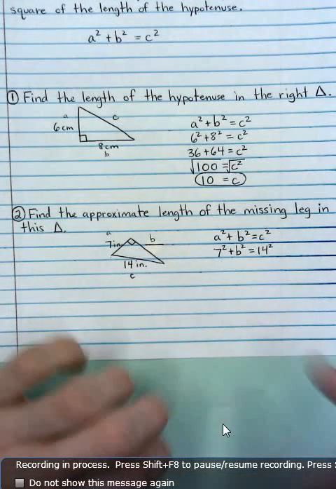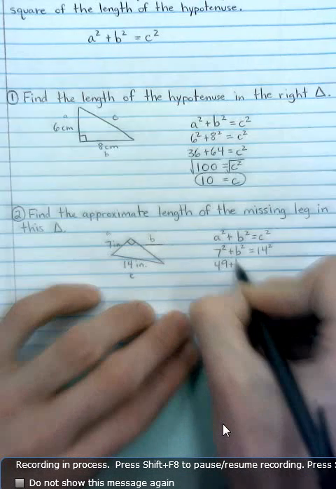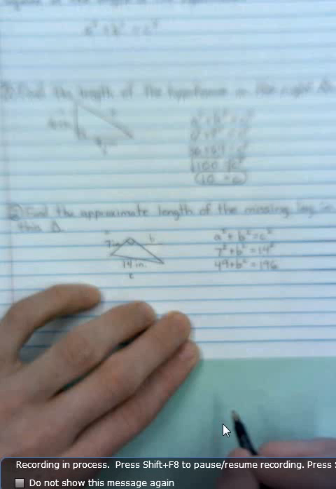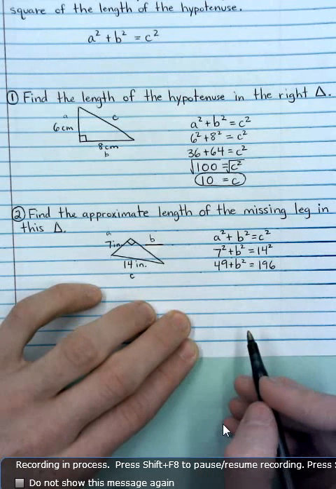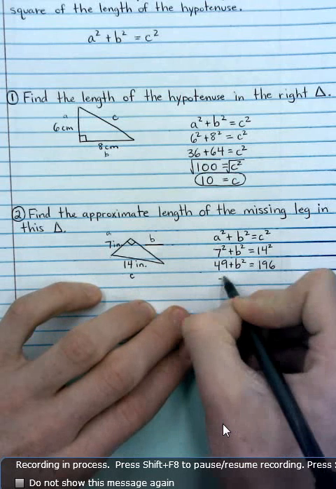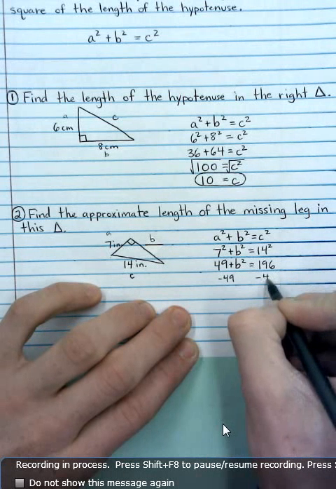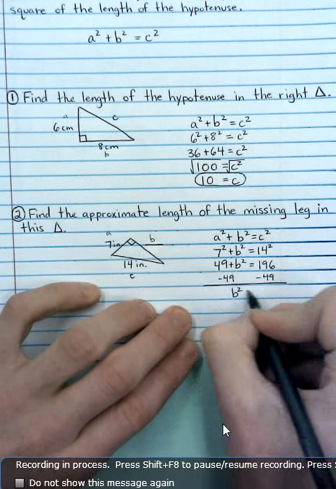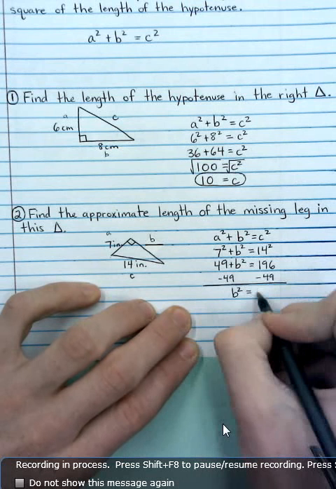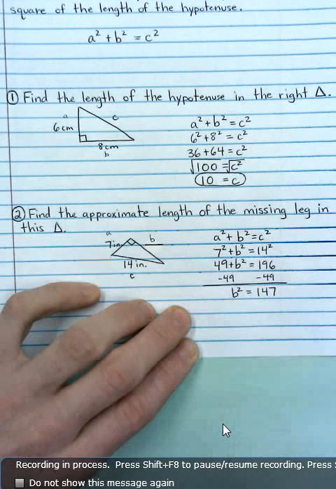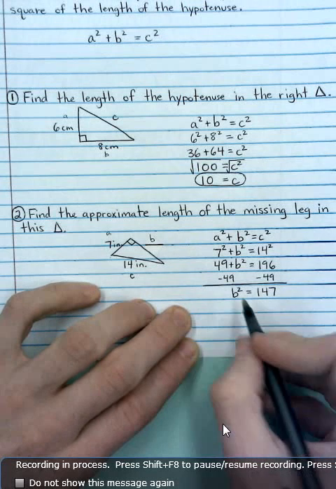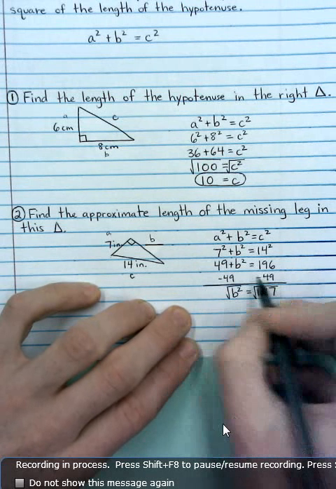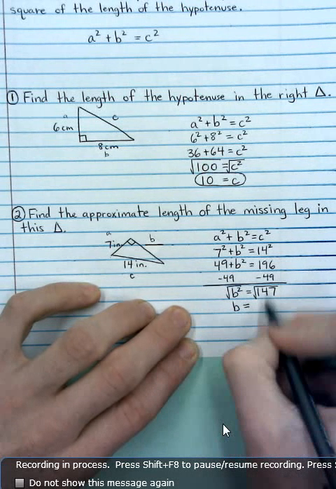It's 49 plus b squared equals 196. Well, we want to get b by itself, so let's get rid of that 49 and subtract it on both sides. So we still have b squared equals 147. Now, just like in the last problem, take the square root of both sides. And you're just left with b equals the square root of 147.